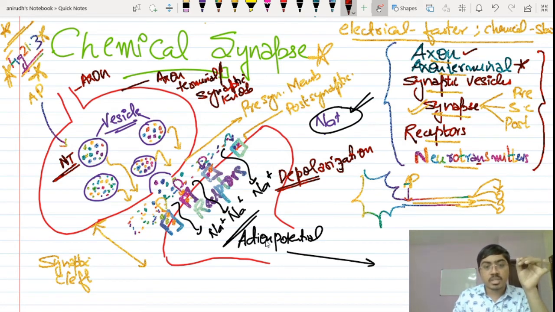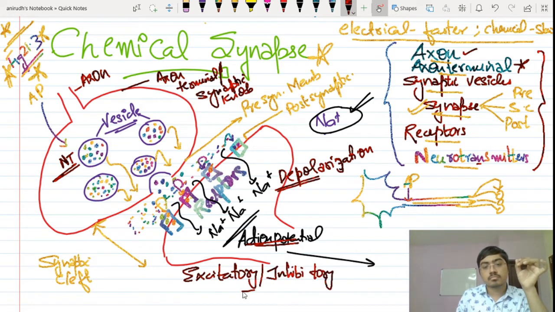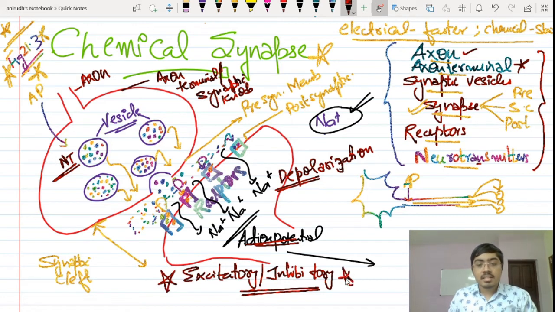Now this particular potential can be excitatory or inhibitory. That's it. We don't need to go into much detail over here. Say some action is happening. Due to a chemical impulse at the synapse, an impulse is coming over here that can either stop the action or lead to an action. That's the basic meaning of excitatory or inhibitory. So these are the two types of signals that can occur with the help of a chemical synapse.